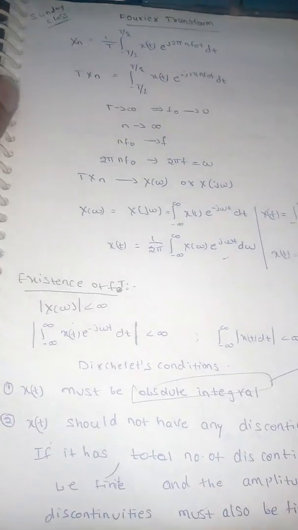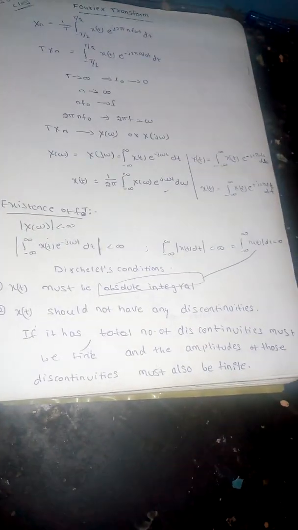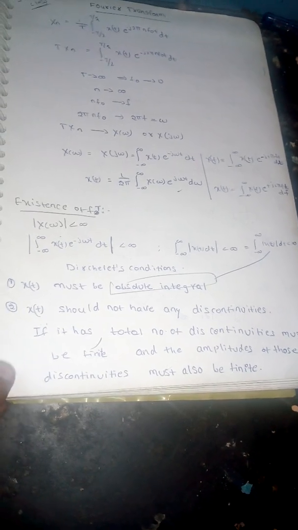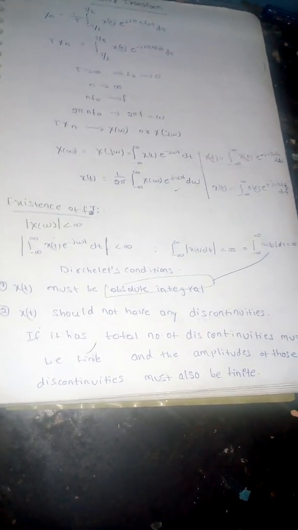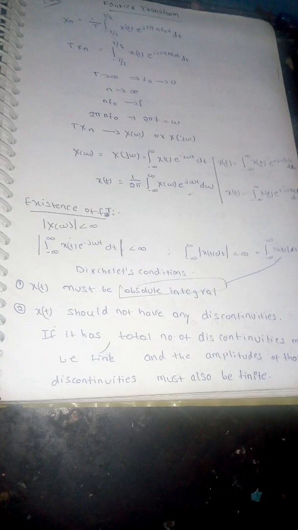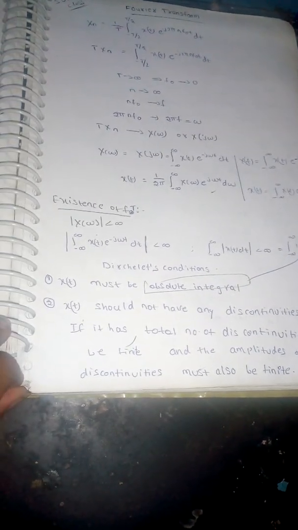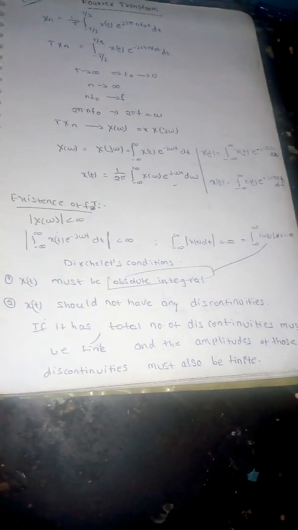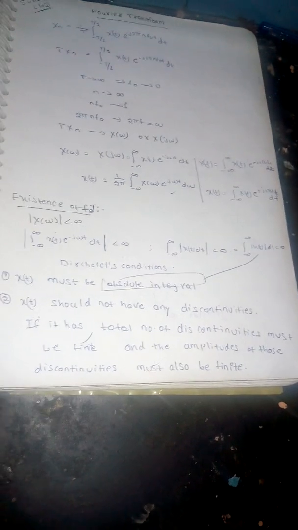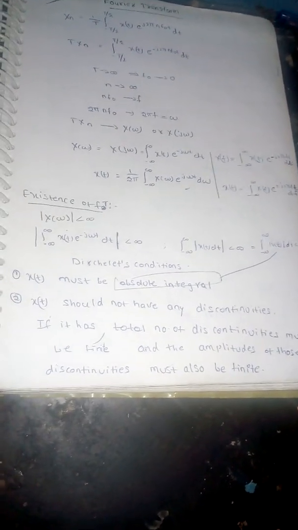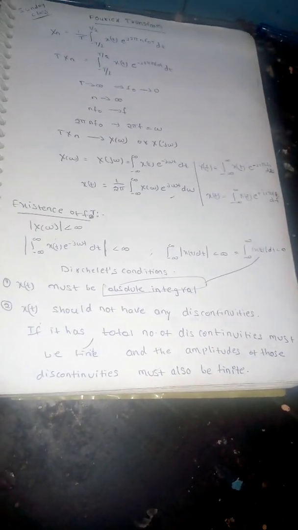And Dirichlet conditions are necessary for the Fourier transform to exist. What are the Dirichlet conditions? X of t must be absolutely integrable. Absolutely integrable means integral from minus infinity to infinity of modulus of x of t dt should be finite. X of t should not have any infinite discontinuities; if it has discontinuities, their number must be finite, and the amplitude of the discontinuity must also be finite, that is it should not be infinite.